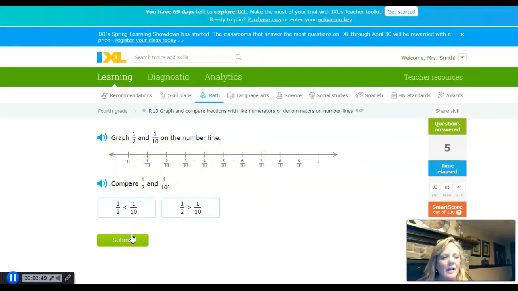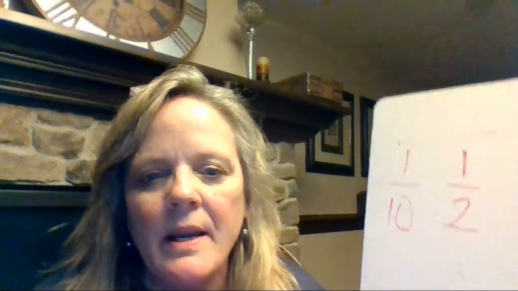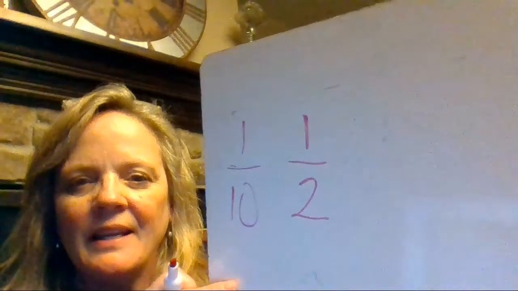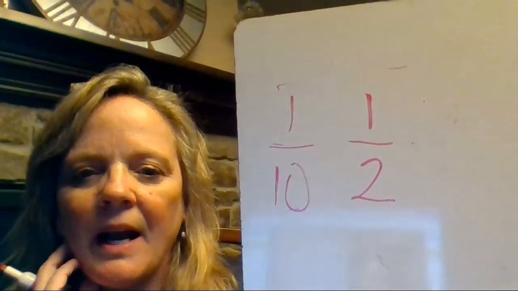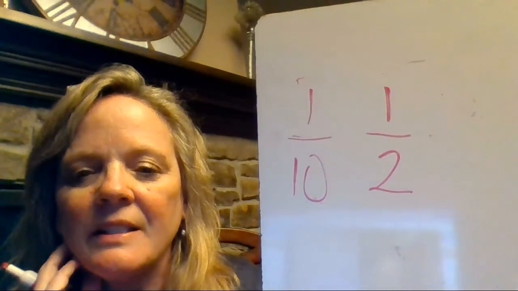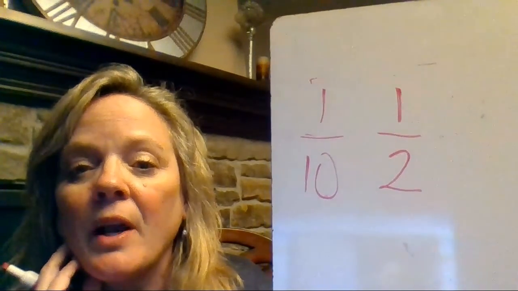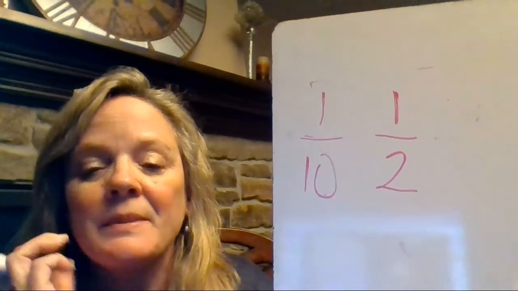I'm going to do one more. I have the number 1/2 and I have the number 1/10. When I look at the number line, it's broken up into tenths, so I can place 1/10 on the number line. For the number 1/2, I need to think, what number can I multiply the number 2 by so that the denominator will be a 10. So I can multiply 2 times 5.